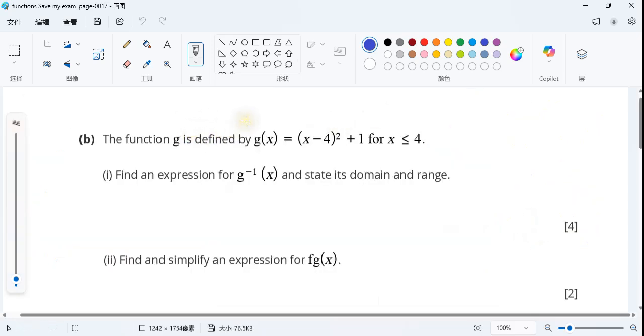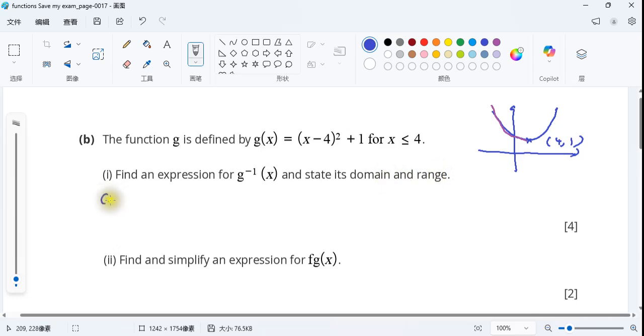The function g is defined by g(x) = (x - 4)^2 + 1, x ≤ 4. So for this one, we know that (4, 1) is the minimum point. Then x ≤ 4, so it becomes one-to-one with the restriction. We want to find the expression for g inverse and state its domain and range.